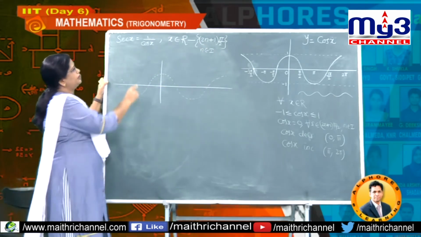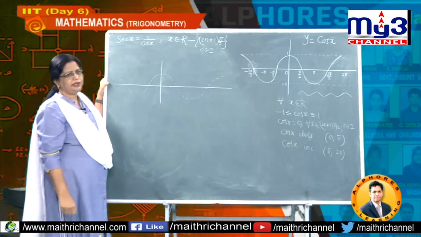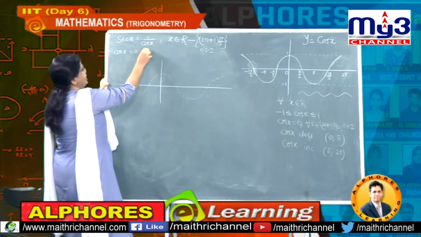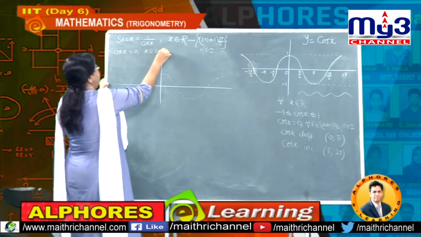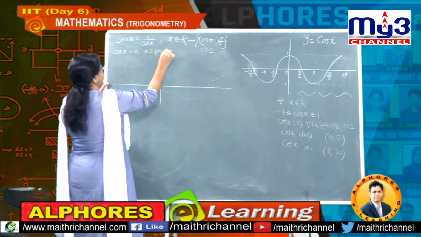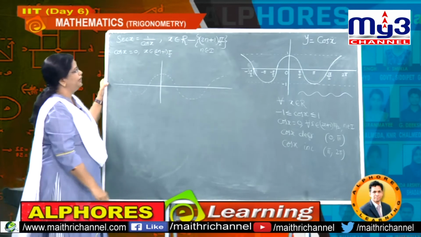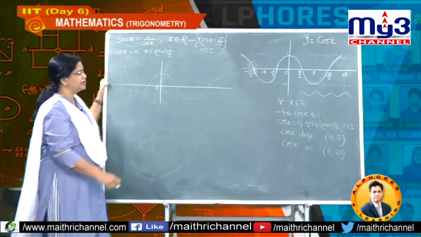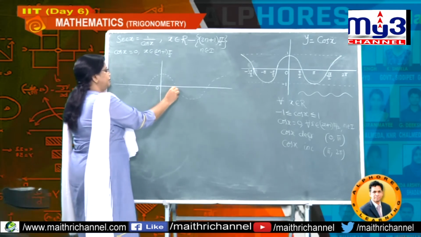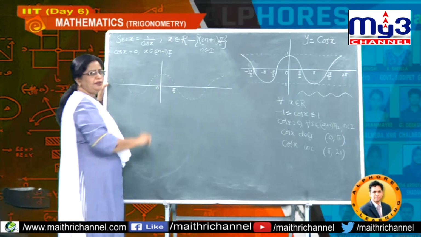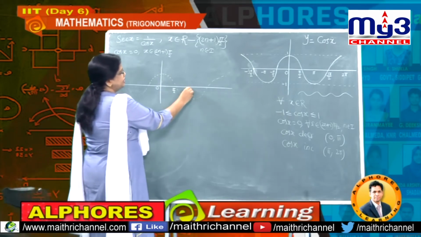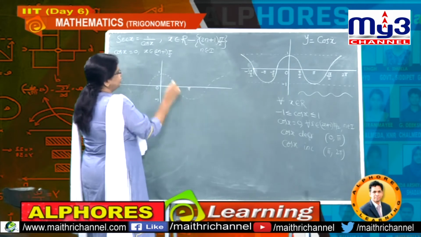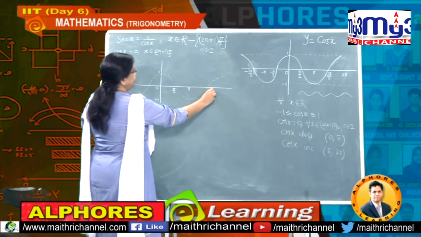Now students, so cos x is 0 when x belongs to odd multiples of pi by 2. Now for odd multiples of pi by 2, let us take vertical lines here, just like our previous graph. This is which value? Pi by 2, because cos x is 0 at pi by 2. And what is this value? Pi. Cos pi is minus 1 and cos 0 is plus 1. 3 pi by 2, odd value.